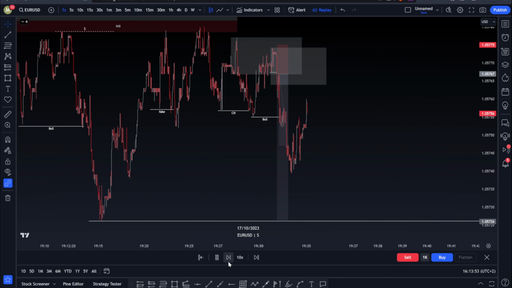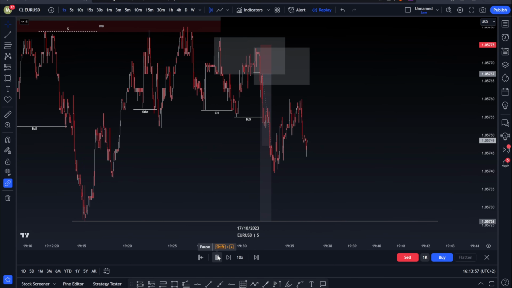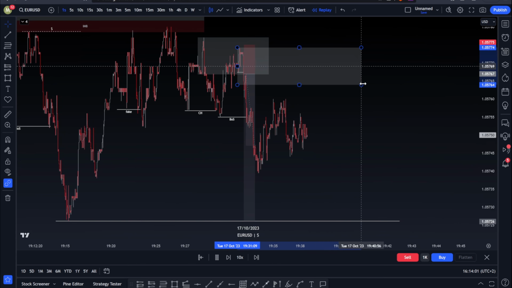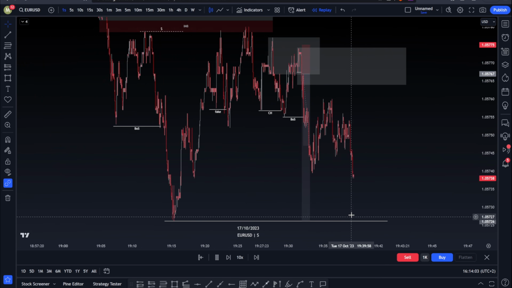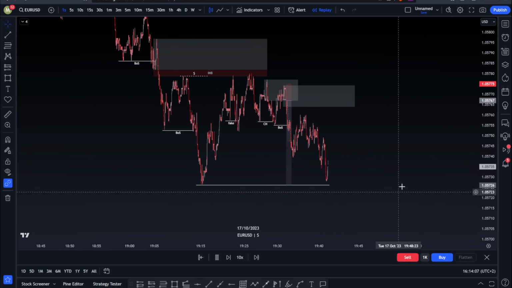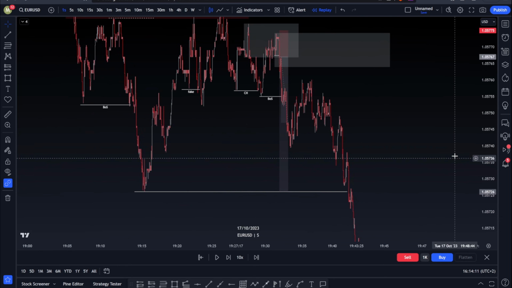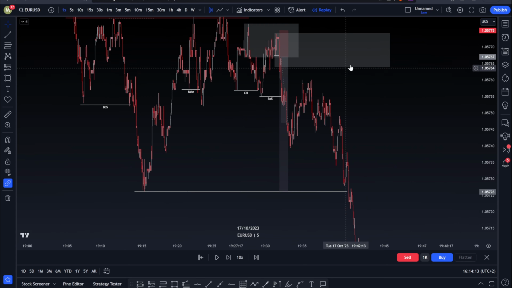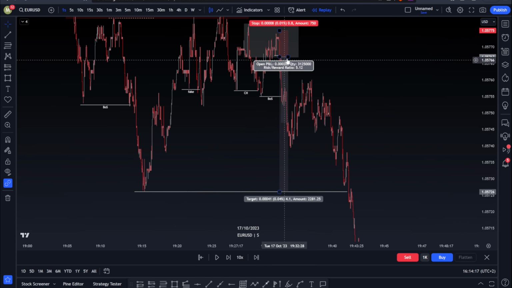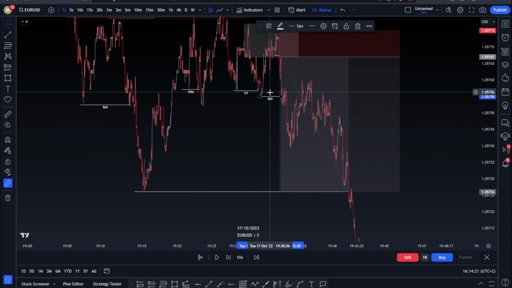Let's do 10. We're still waiting for the zone. It can still get filled. And now it's gone because it broke this low and you simply don't want to be in a trade anymore there. So yeah, the only way you could catch this one is just waiting for the first change of character and another break on the 1 second.